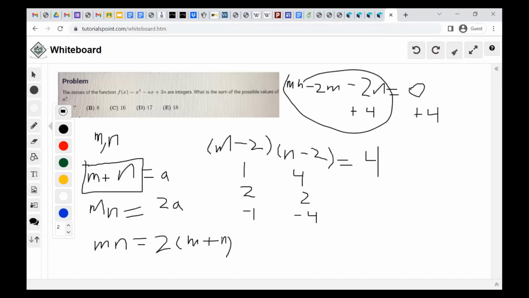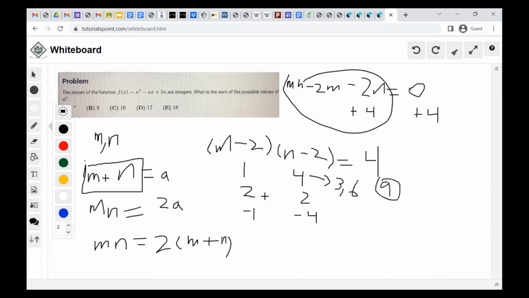And we want to find all possible values of m plus n. We could also switch these around, so we have 4, 1 and -4, -1. But as you can see, that's obviously symmetric, so it'll give the same value for m plus n, which is a. So we don't need to do that because that's redundant. So from this case, we get m equals 3, n equals 6. So we get 9.